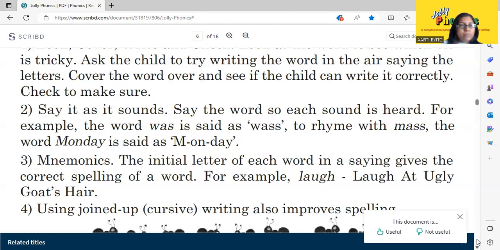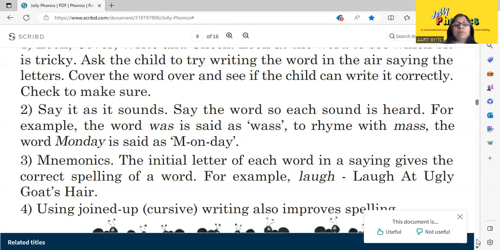Mnemonics. The initial letter of each word in a saying gives the correct spelling of the words. Now, the initial letter of each word means the very first one. For example, "laugh", right? The sound of letter G. Different silent rules are there of grammar. So it is no doubt clear that in Jolly Phonics we shall be merging it, right? You understand. So mnemonics also we need to understand, which I shall be discussing with you.